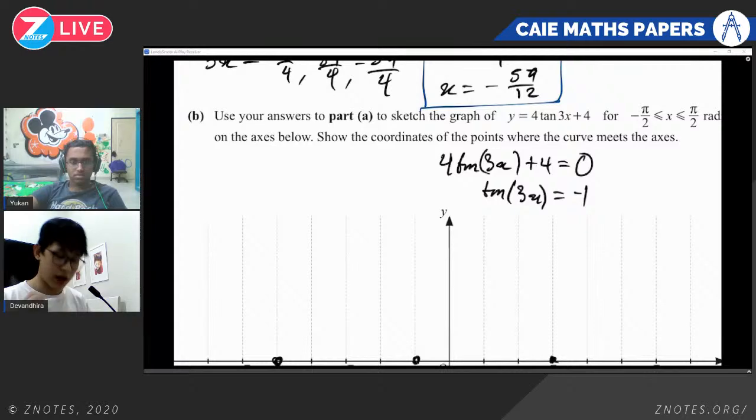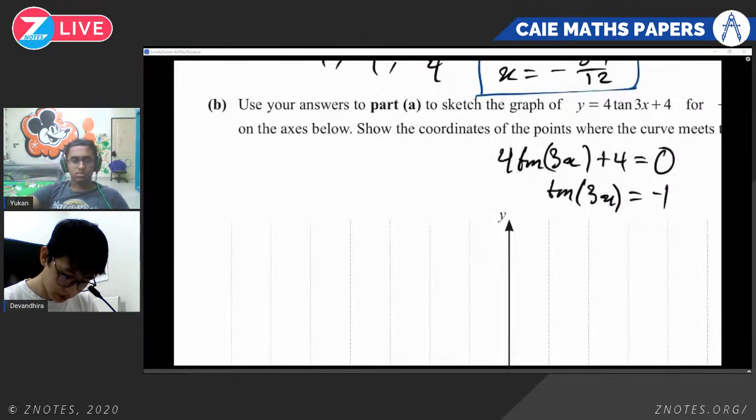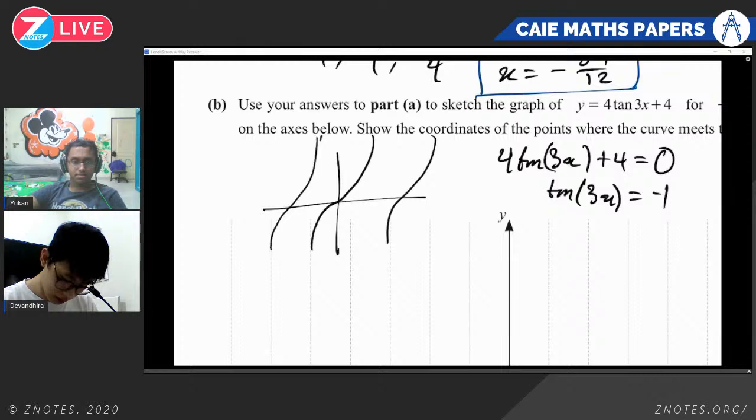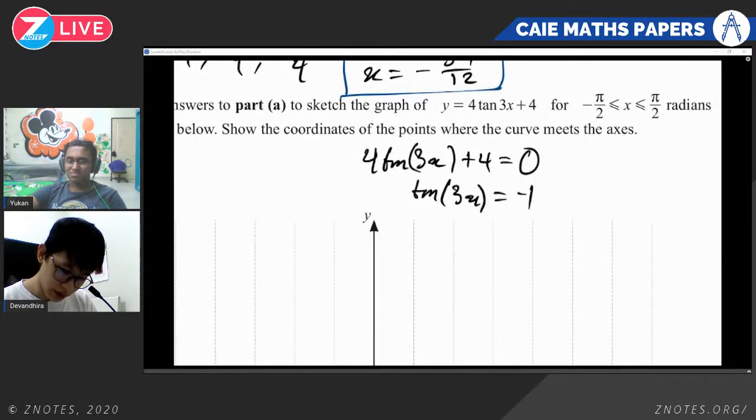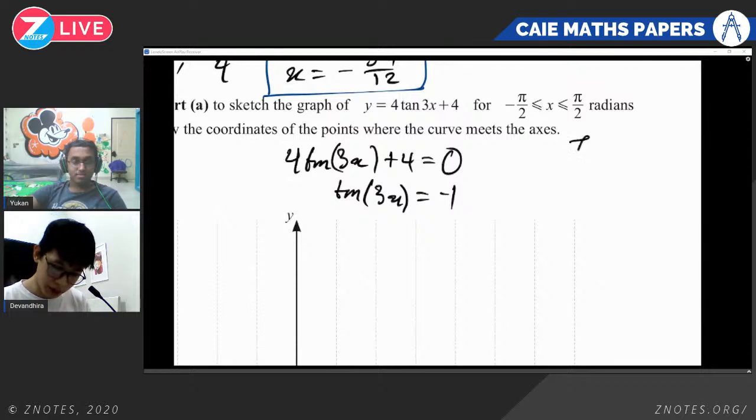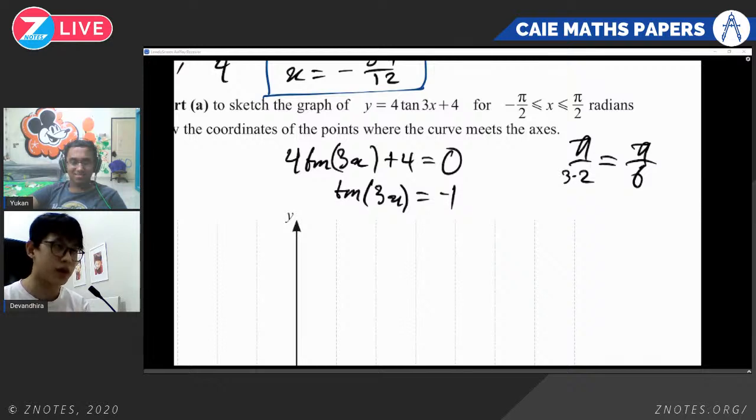Now let's also take a look at the asymptotes of tangent. So remember, a normal tangent graph has an asymptote like this, right? Like there's an asymptote here. Now, for this graph, because of the 3x here, the first asymptote is always at pi over 2, if this is a normal tangent graph. Because of the 3x, you divide this by 3, so you have pi over 6. So every pi over 6, except for 0, will have an asymptote.